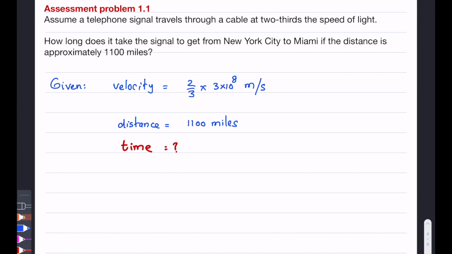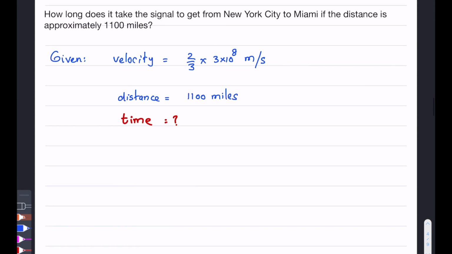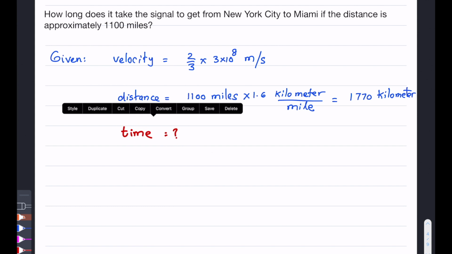So let's see if we can solve this problem, a very simple problem. The first thing I'm going to do is to use the knowledge that 1 mile is 1.6 kilometers. So 1.6 kilometers per mile, and that is going to give me roughly 1770 kilometers. That is the distance that the signal has to travel, and time is the unknown.